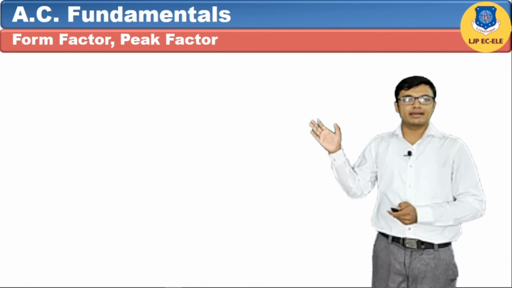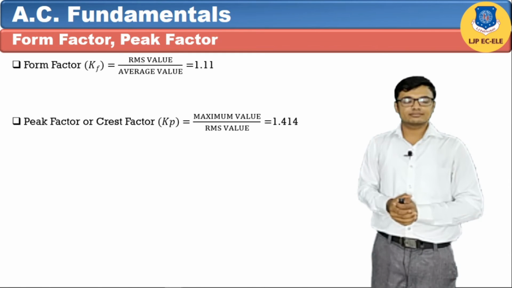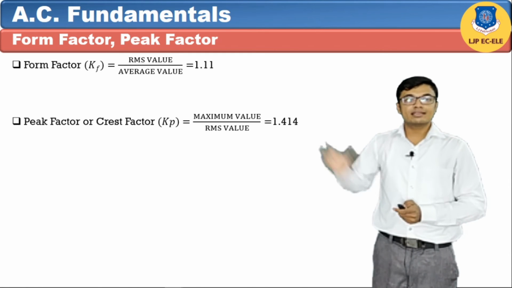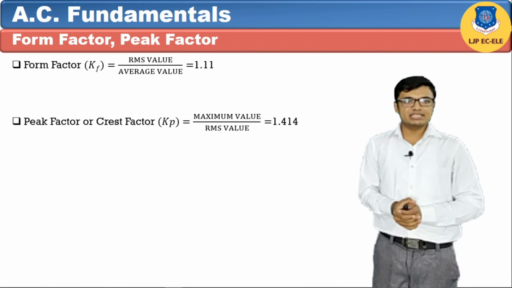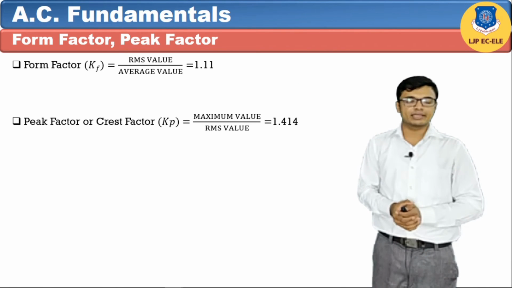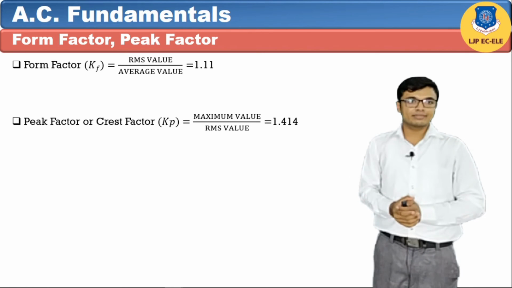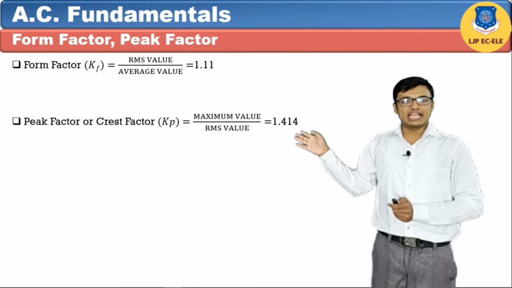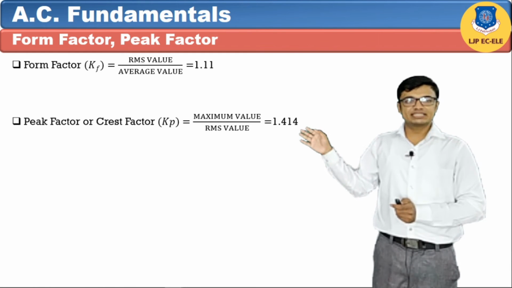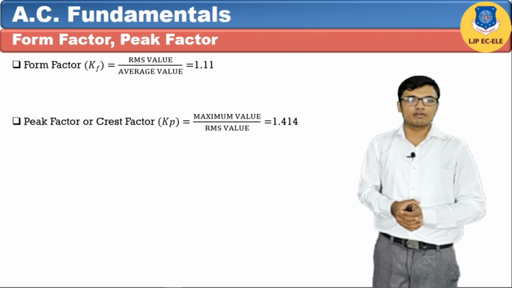Let's see various factors related to sine wave, that is form factor and peak factor. Let's define first factor, that is form factor, which expressed as Kf. Ratio of RMS value and average value is called the form factor. And for alternating AC sine wave, that is 1.11. Second factor is peak factor or crest factor, which expresses as Kp. Ratio of maximum value and RMS value is called the peak factor, and this value is 1.414.